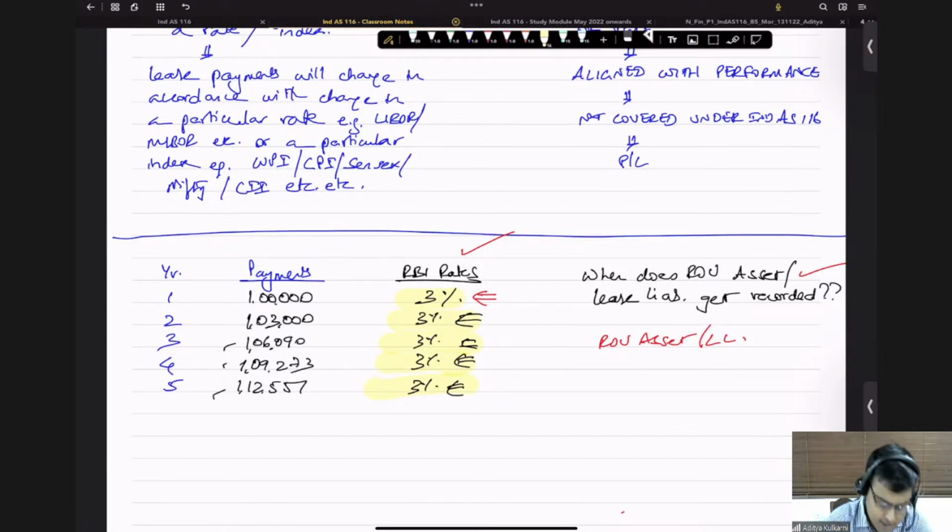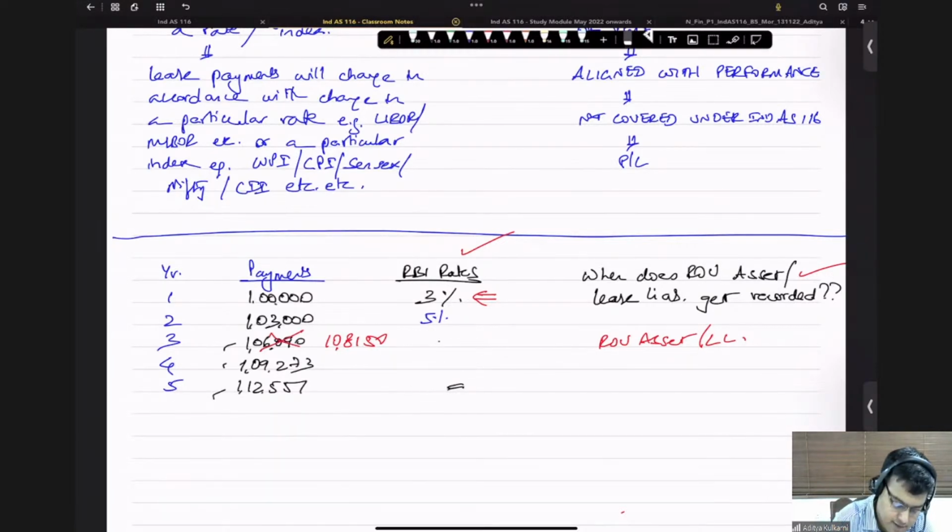I did the working. Now, the first year is done, you recorded 1 lakh. Second year is done, you took 1,03,000 and recorded. Now, in the second year, this becomes 5%. So therefore, in the second year, you will take this as 1,03,000 into 1.05. So 1,08,150 is the payment which you will make in the third year. And then what are you going to do?